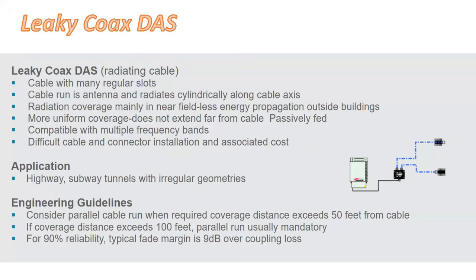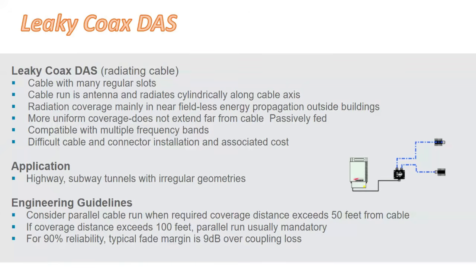The radiation coverage is mainly in the near field, and hence less energy tends to propagate outside the building compared to the traditional antenna. Also, leaky cable tends to have more uniform coverage, but the coverage doesn't extend very far from the cable. Generally, leaky cable is passively fed and is compatible with multiple frequency bands. The main difficulty with leaky coax RF distribution is the cable and connector installation, and its associated cost.